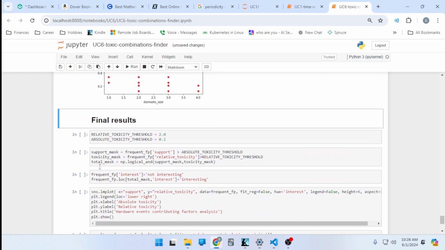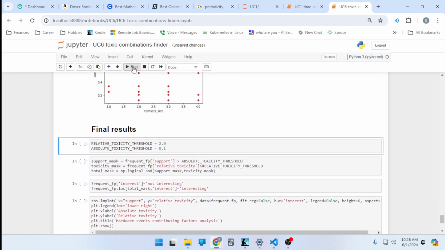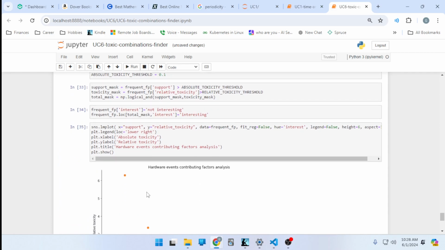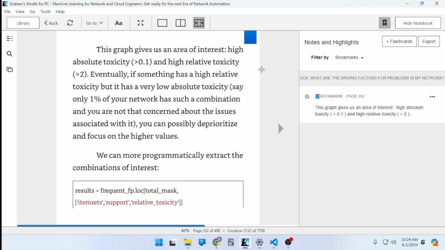Oh no, so we're down here more. So we're at this graph, I think. Yeah, so now we set a threshold. Okay. And now we got this graph here. This graph gives us an area of interest: high absolute toxicity, greater than 10%, and high relative toxicity, greater than 2.